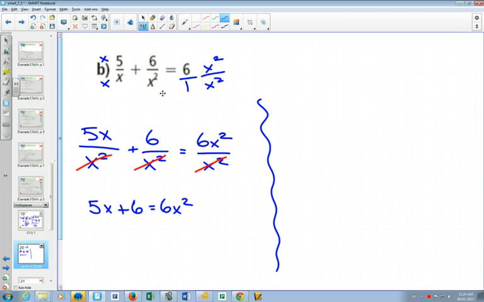Now, you can decide which side you want to get equal to 0. Okay? You could move the 6x squared over, so only one thing has to move, and then I'd have it equal to 0. Or you can move the 5x and the 6 over, and then two things have to move to equal 0. I prefer, because it's easier to factor, if whatever number is in front of the x squared is positive. Just makes it a little bit easier to factor. So I would choose to move the 5x and the 6 over.